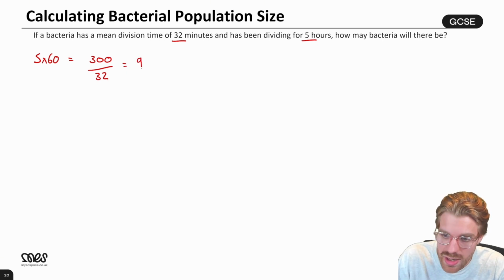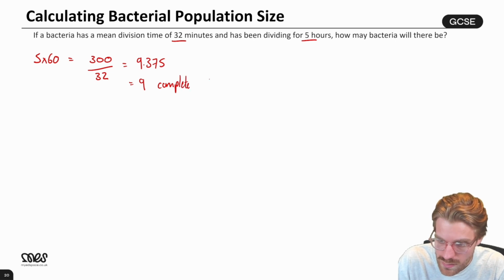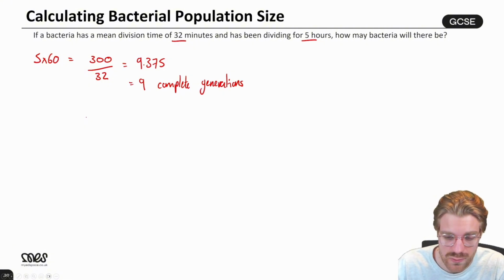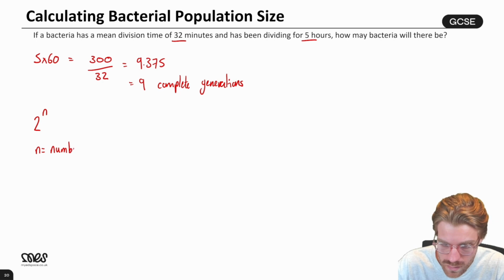And we get 9.375 generations. So we can call that 9 complete generations. Now, after 9 complete generations, because the 10th one hasn't been completed, how many bacteria will there be? Well, this is an example of exponential growth. The number is doubling every single time. So we can use 2 to the power of n, where n is equal to the number of generations.